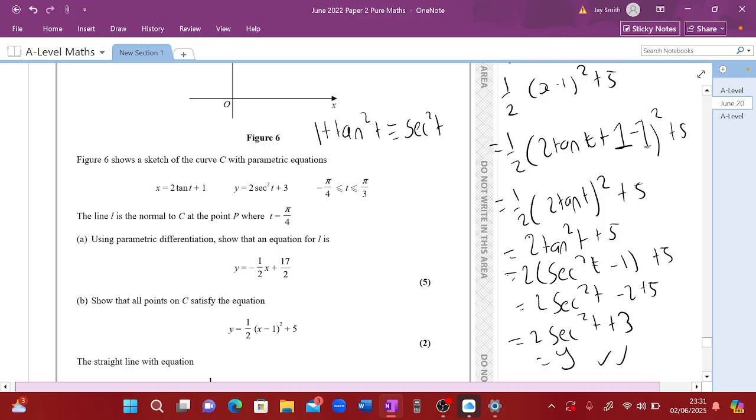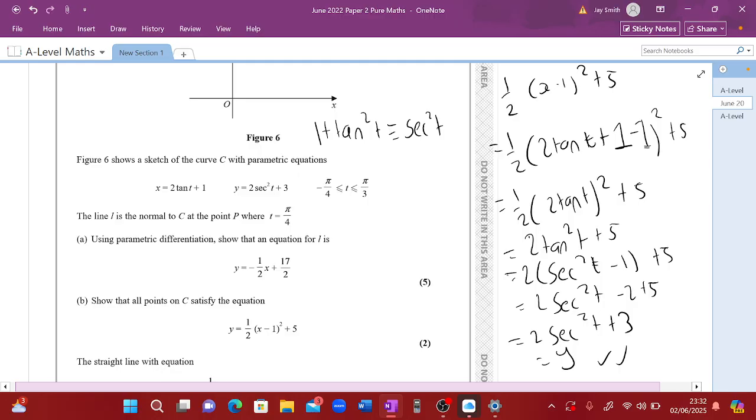So we've shown it. And that is the best strategy. Do not, under any circumstance, try to rearrange one of them to get t on its own and then plug t into the other. It's a mess. You're going to get arctan, arcsine, arccos. It's going to be a whole mess. Don't go down that route normally.